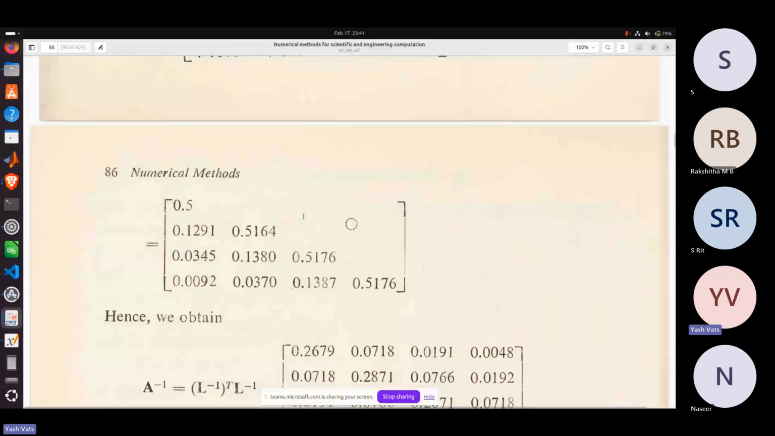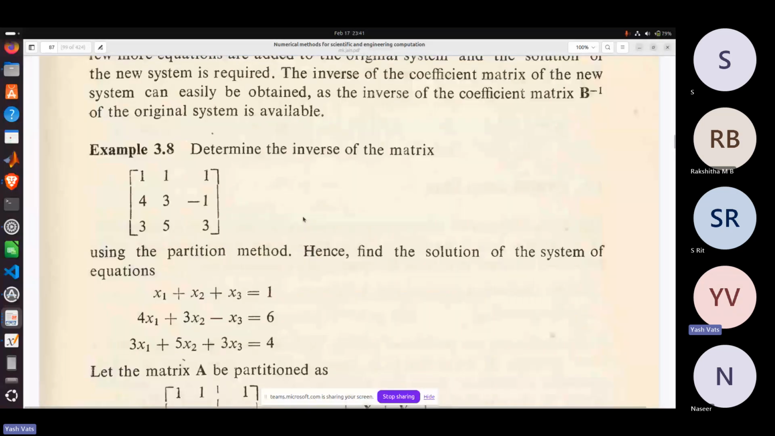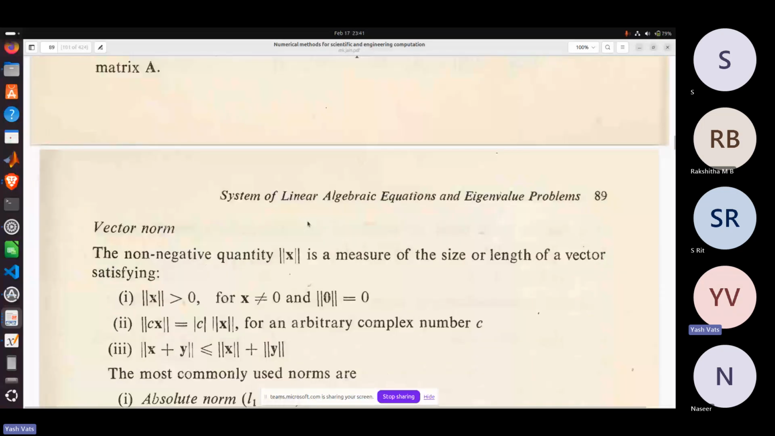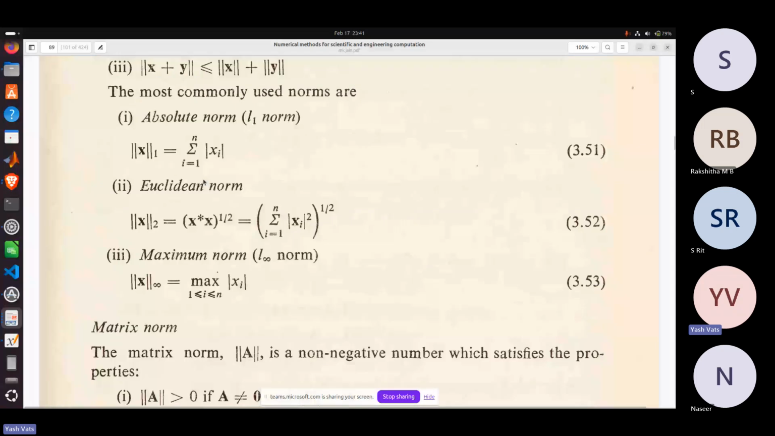All right, so I'm not going to go into this method in more detail. I'm going with another method, vector norms. I think you have seen them before. These are some norm properties. The first norm is your absolute norm, where you just sum the absolute values of the xi's. Then the Euclidean norm and the maximum norm for a vector.